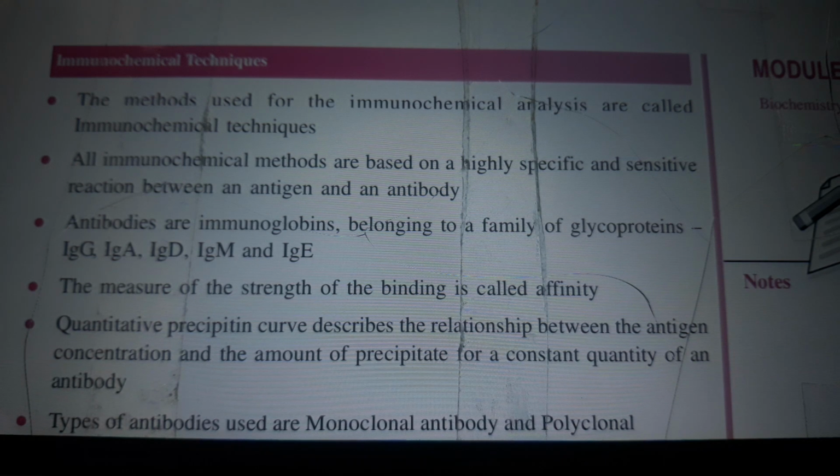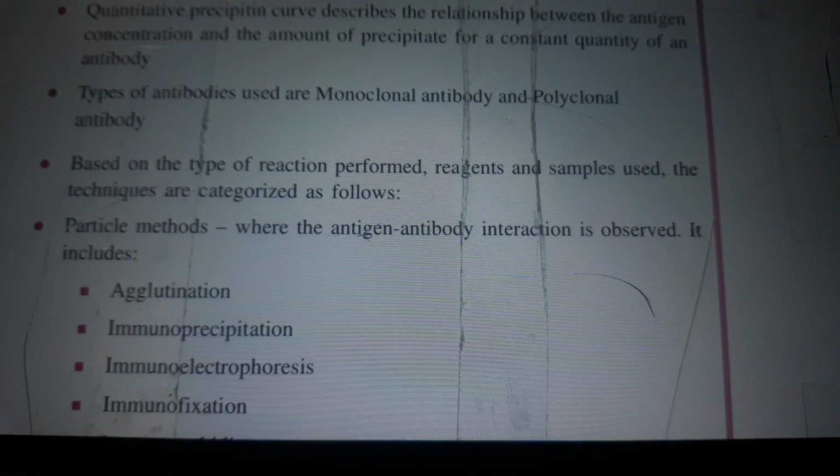Antibodies are immunoglobulins belonging to a family of glycoproteins: IgG, IgA, IgD, IgM, and IgE. The measure of the strength of the binding is called affinity. The quantitative precipitation curve describes the relationship between the antigen concentration and the amount of precipitate for a constant quantity of antibody. The types of antibodies used are monoclonal antibodies and polyclonal antibodies.